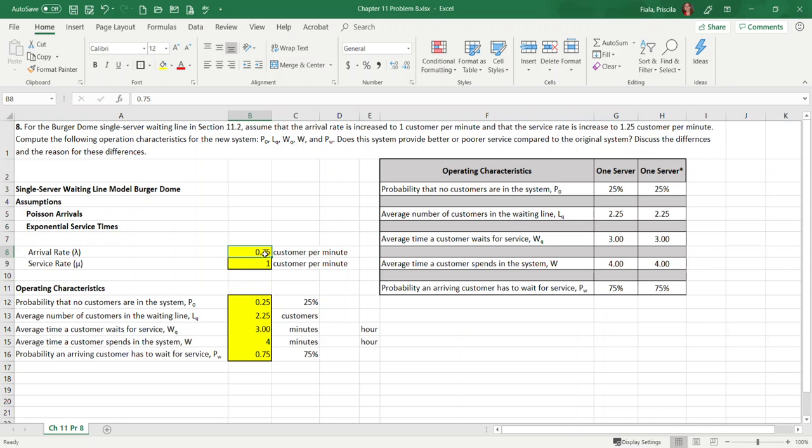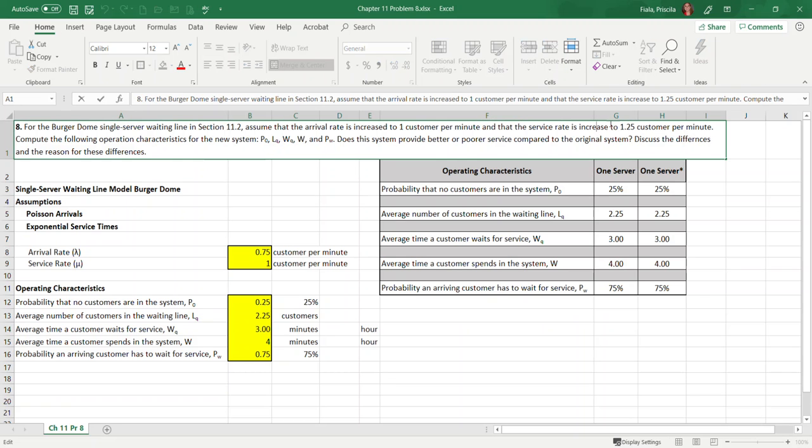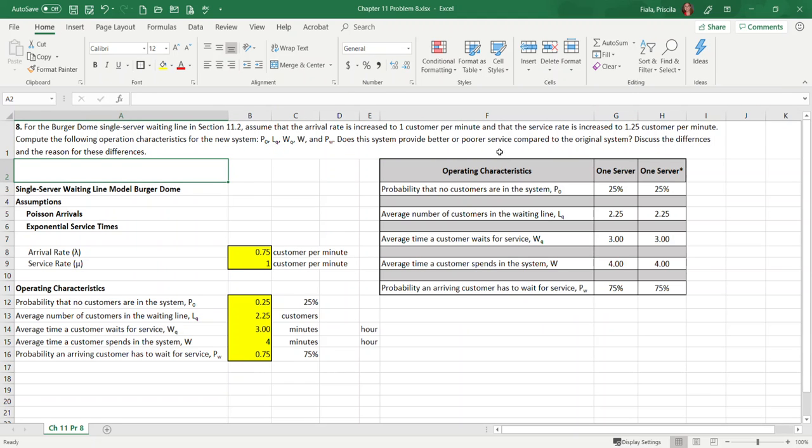But I'm deleting this because the problem is going to ask you to assume that the arrival rate is increased to 1 instead of 0.75, and that the service rate is increased. It's supposed to say increased, right? Increased to 1.25. So right here it's going to be 1 and 1.25, and compute the following operating characteristics for the new system: P0, LQ, WQ, W, PW. Does it provide better or poorer service compared to the original? And discuss the difference and the reason for this difference.